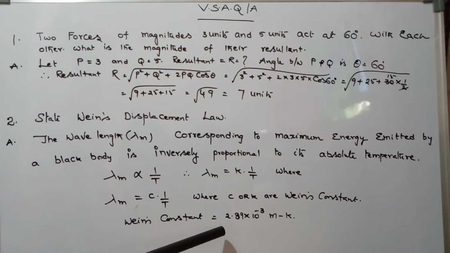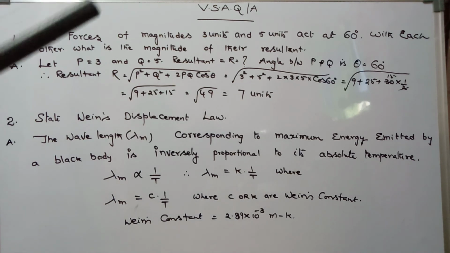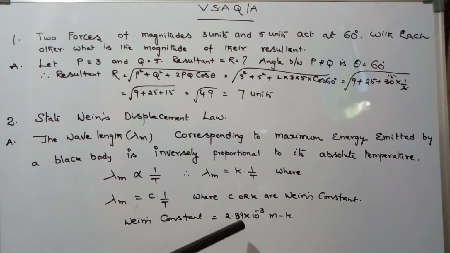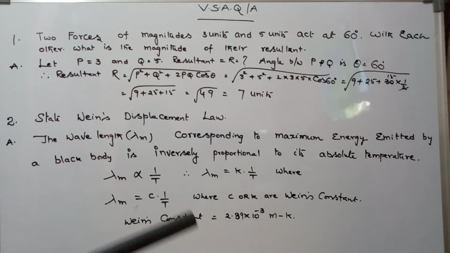Sometimes in calculation problems we take Wien's constant value as 3 into 10 power minus 3 also. If the option is given as 3 into 10 power minus 3, that is also correct. The exact value of Wien's constant is 2.89 into 10 power minus 3 mK only.